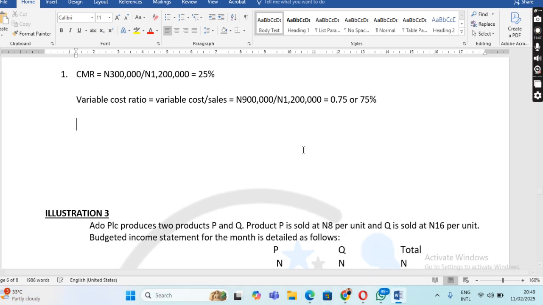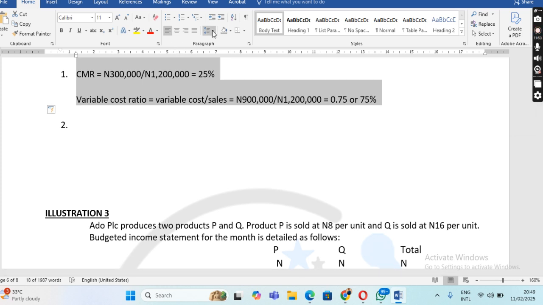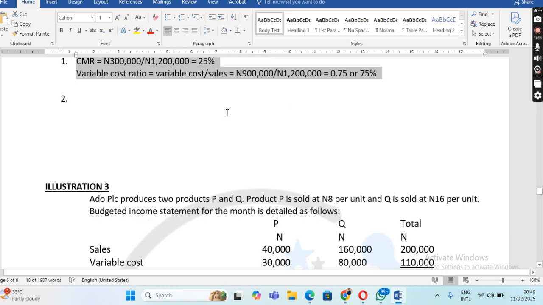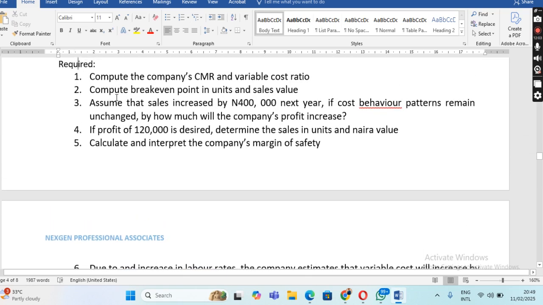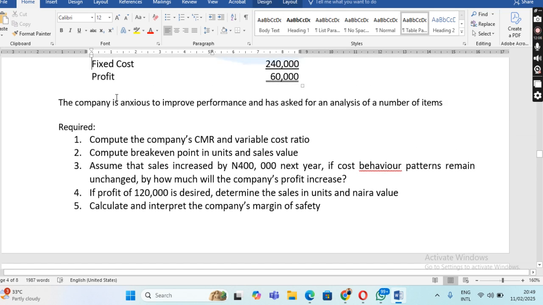So now the next part of it is number 2. What is the next question? Let's quickly go and check our next question. Okay, so the next question says compute break-even point in units.